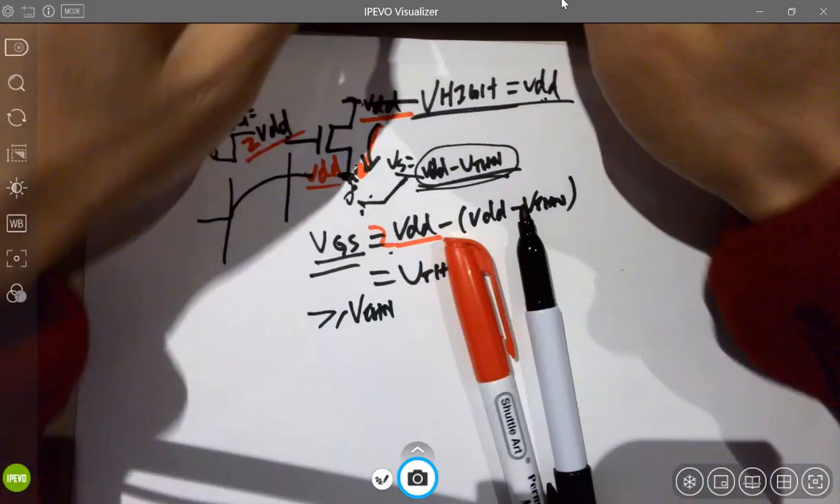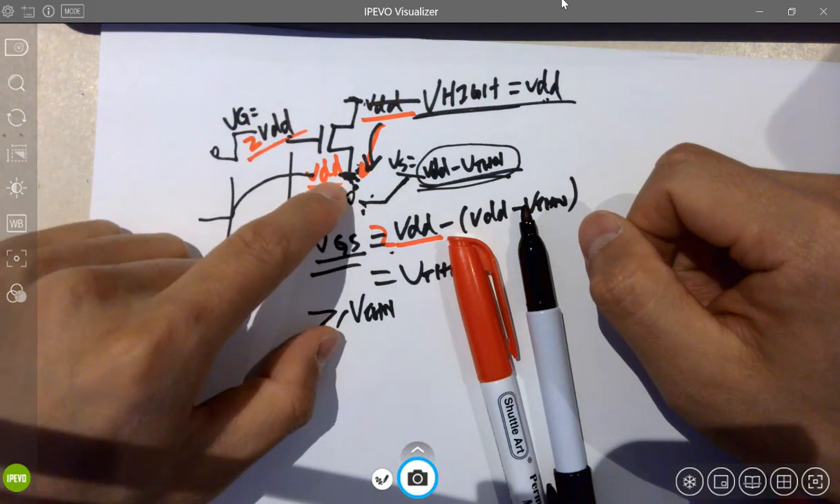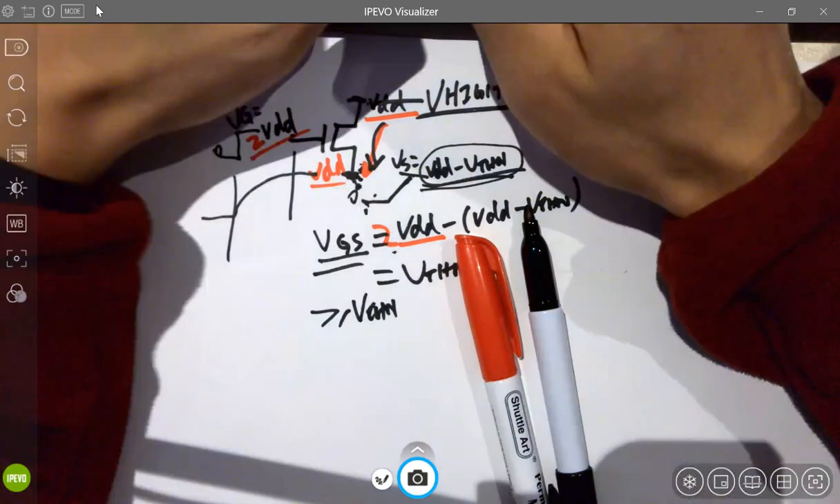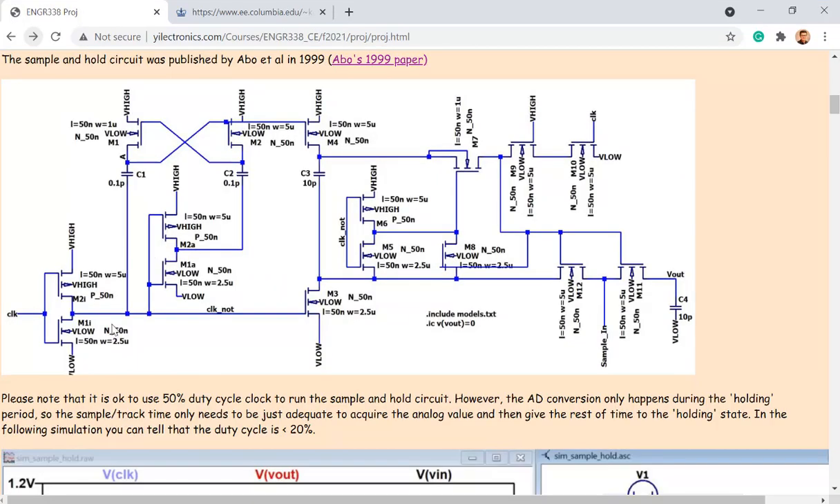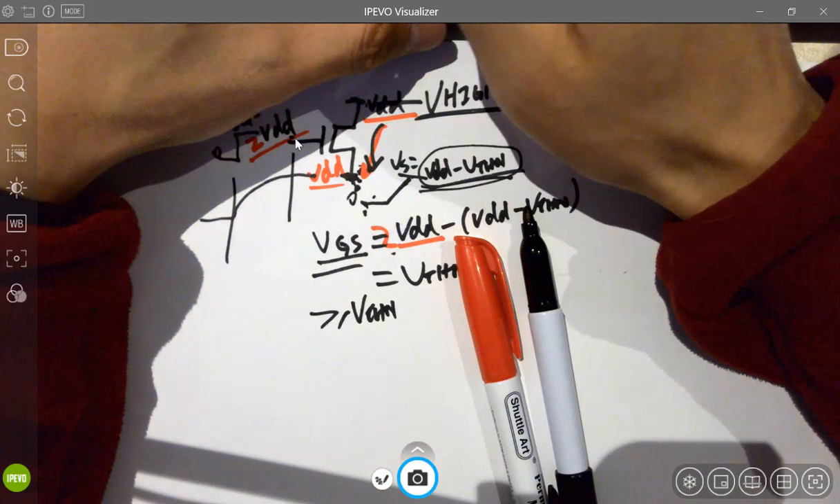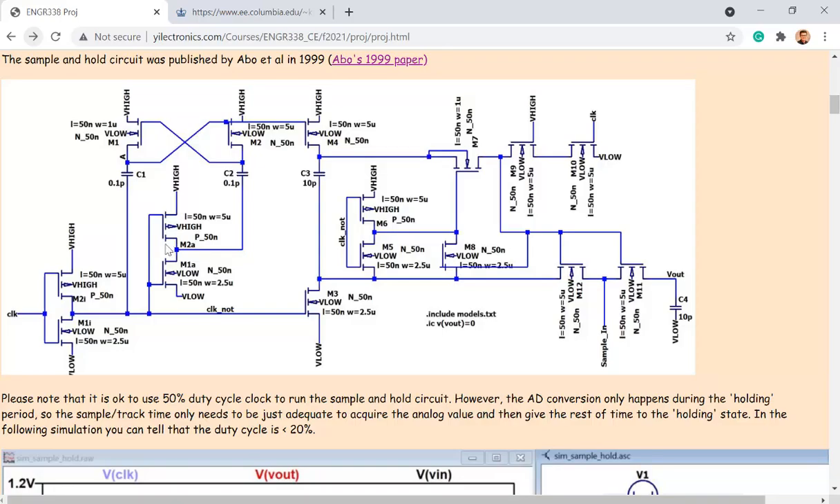The reason we need a high voltage here is because we want to transfer the whole VDD to this point. The whole circuit on this side is a circuit to provide that high voltage, which is 2 VDD. That's it. Looks complicated, but actually it's not. Very simple. Just providing 2 VDD to the gate of this NMOS, so it is able to transfer the whole VDD to here.